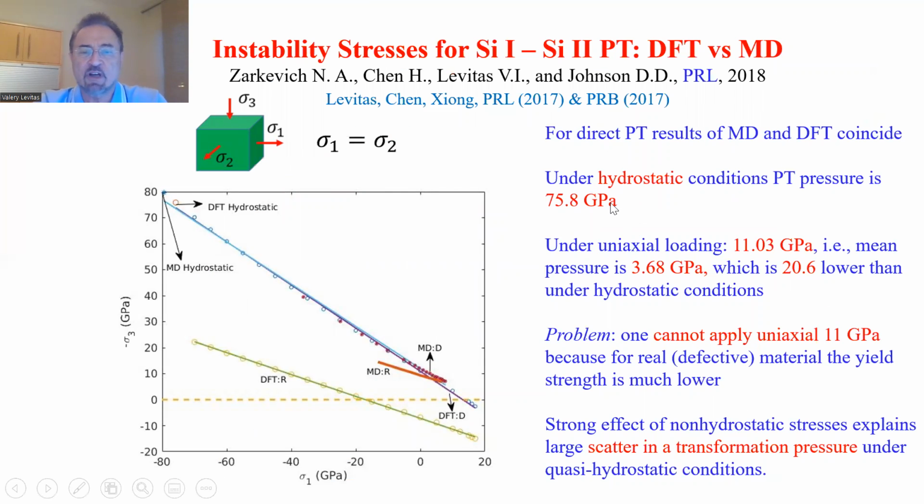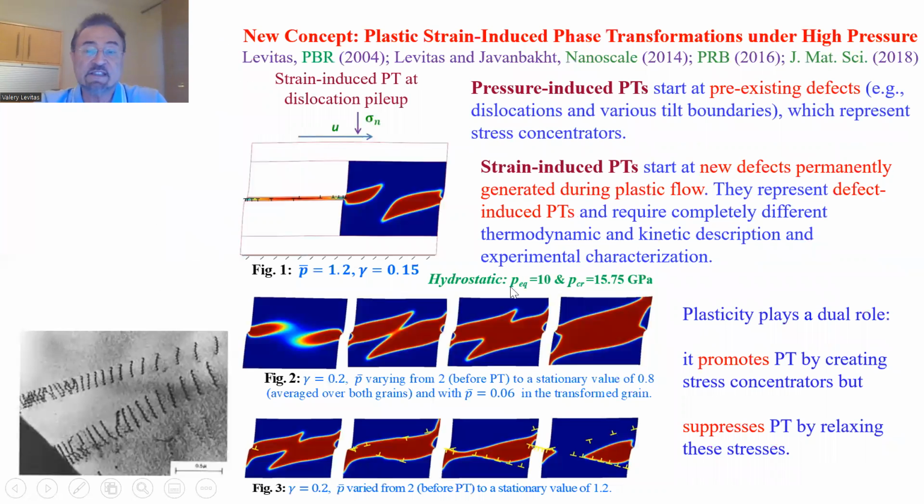One example. Under hydrostatic condition, the phase transition pressure for silicon 1 to silicon 2 is 67 GPa. And under uniaxial loading it is already 11. And mean pressure is 3 times smaller, so there is a 20 times reduction in hydrostatic pressure. The problem is one cannot apply uniaxial 11 GPa because the yield strength of real material is much lower. But such stresses will be realized at the tip of strong defects. And we developed a phase field approach to treat this problem.